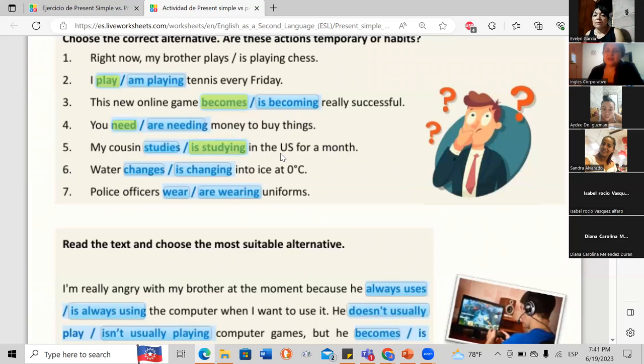Okay. Because that is just temporal, right? It's not forever. So in this case, number three will be becoming because it is just temporary. Okay, solo por estos días, okay? It's becoming really successful. Okay, number six, water changes or is changing into ice at 0 degrees? It's changing, okay. Police officer wears or is wearing uniforms. Police officer wears uniforms. Okay.